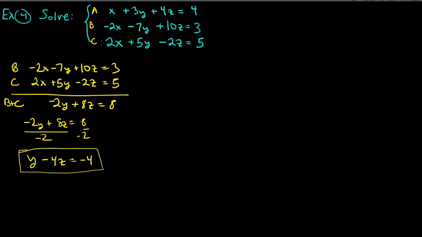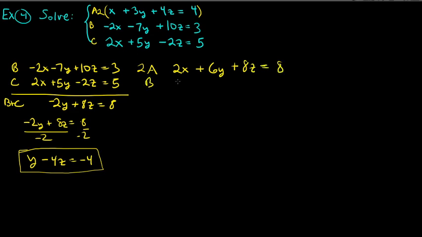So we can't use B and C anymore. How about A and B? I can't just add them as they are. I'm going to need a positive 2 here to cancel the negative 2. So I'm going to multiply equation A by 2. If I do that, I get 2x plus 6y plus 8z equals 8.